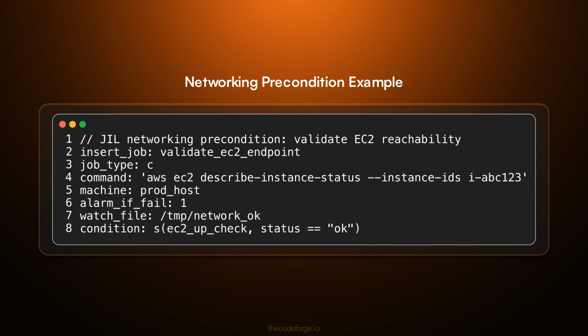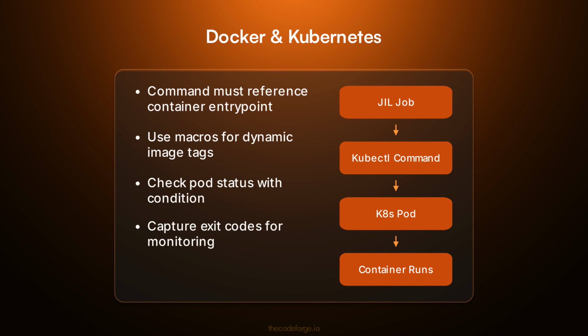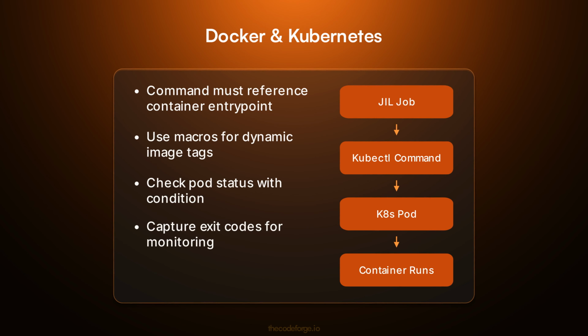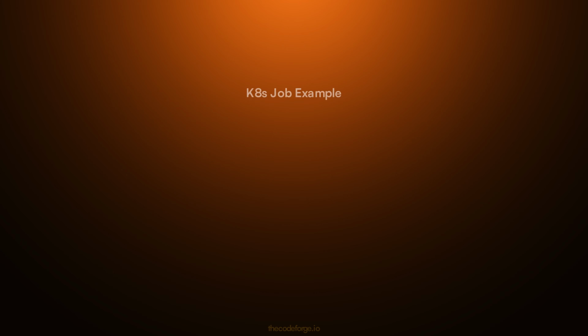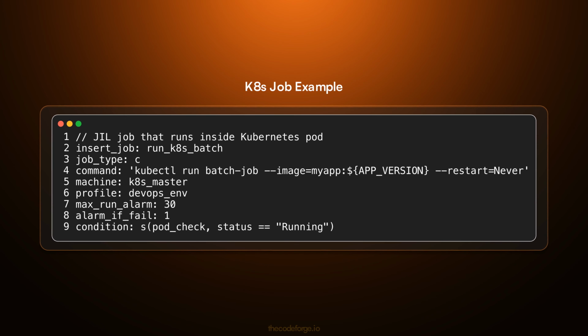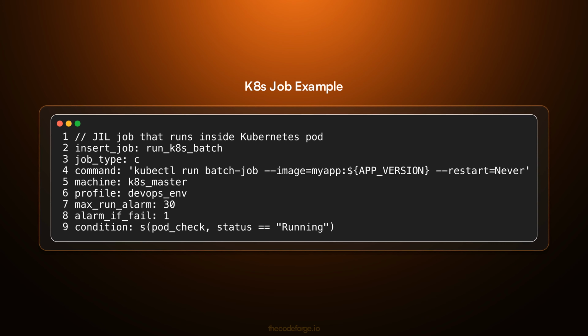If the instance is not running, the job fails early instead of wasting a run cycle. When running jobs in containers, the command field must use kubectl or Docker commands. Use macros for image tags to avoid hardcoding and check pod status before proceeding. This job uses a variable for the image tag and a condition to check pod status. Always use dynamic tags to avoid stale images.